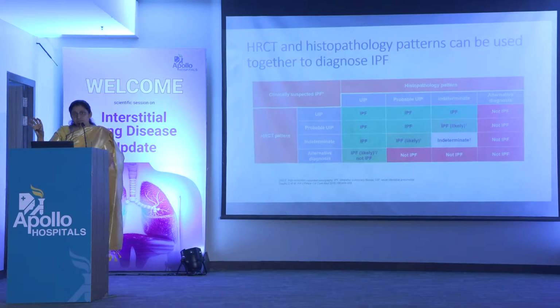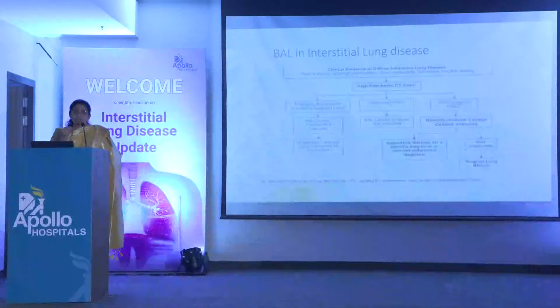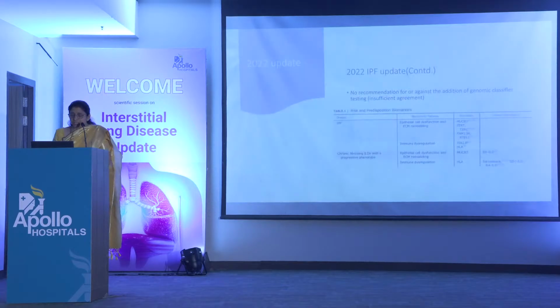So you have the CT scan on one side, and if you have a biopsy, you have the histopathology on the other side. And what about bronchoalveolar lavage? If there is a typical presentation on the histopathology and on the CT scan, you don't really have to go for the bronchoalveolar lavage. But if there is no typical diagnostic presentation, then you can go for the bronchoalveolar lavage, do a cellular analysis, and see whether it supports your diagnosis or whether it is giving an alternative diagnosis.